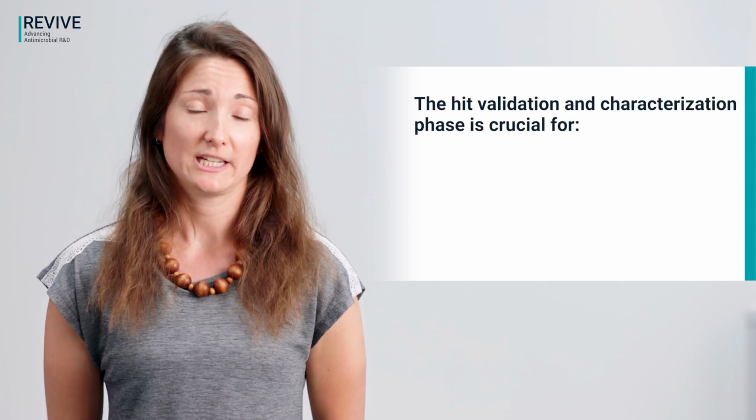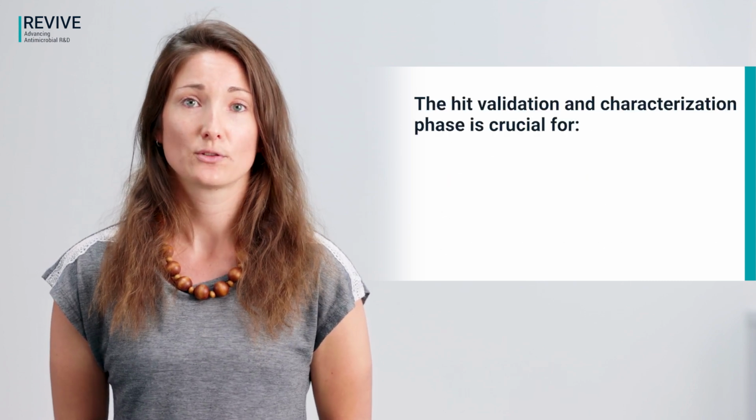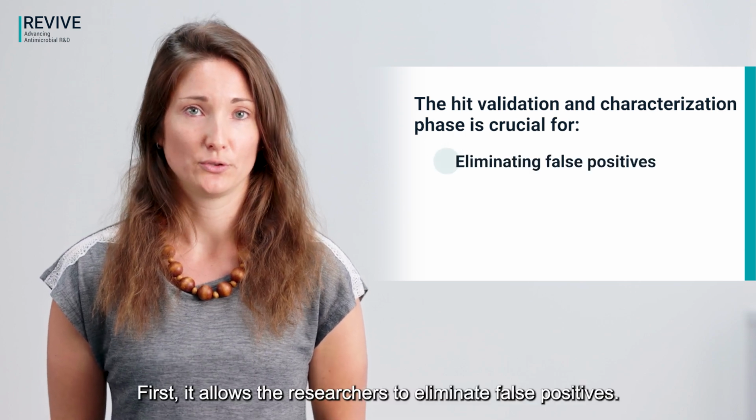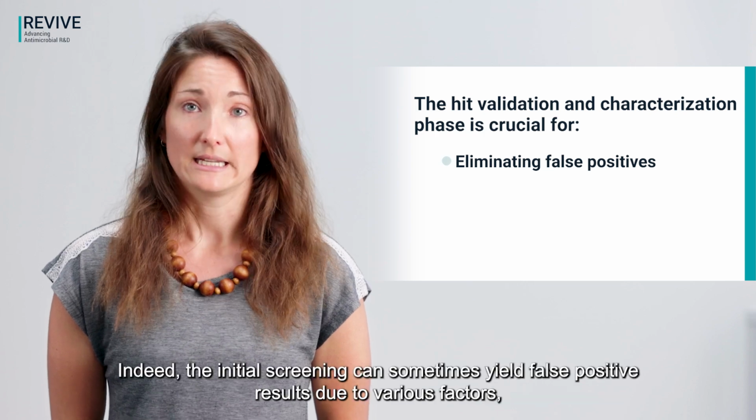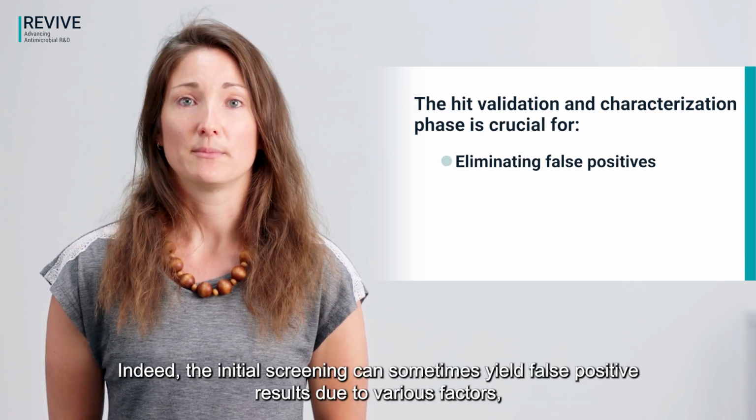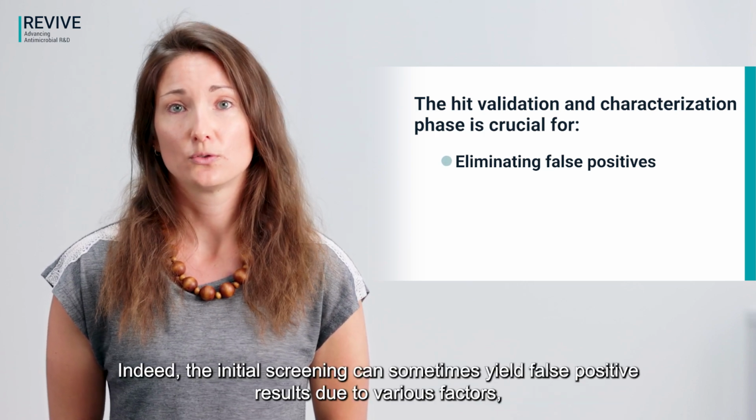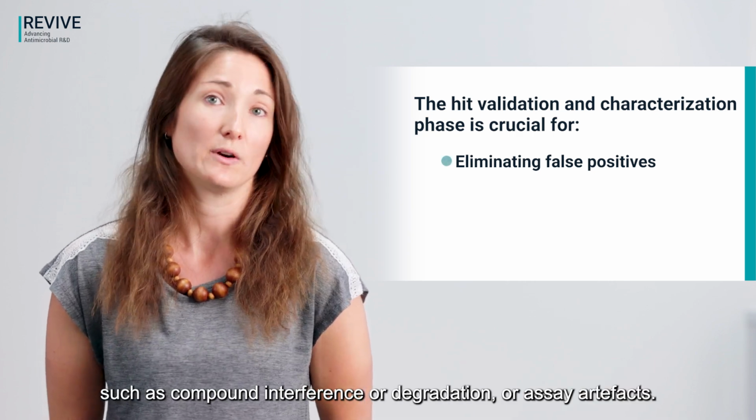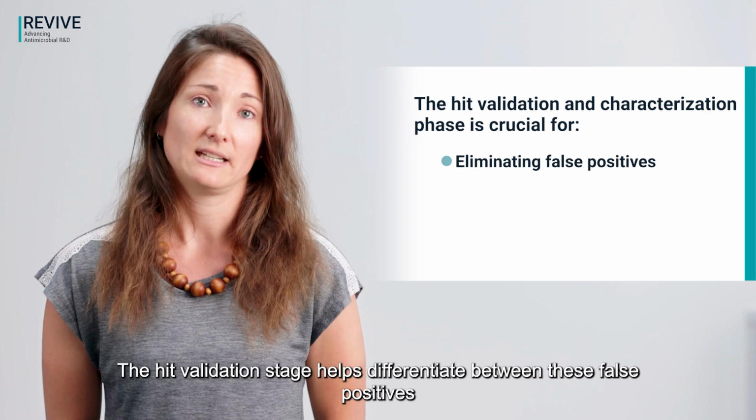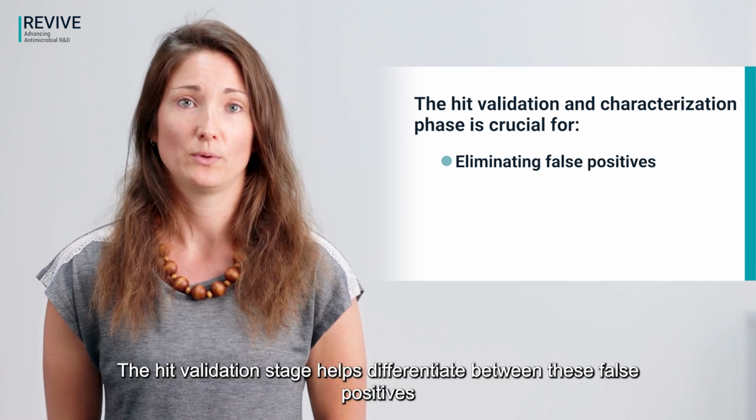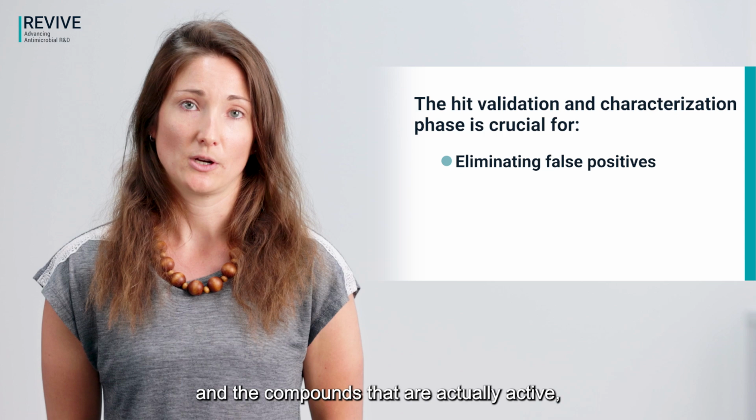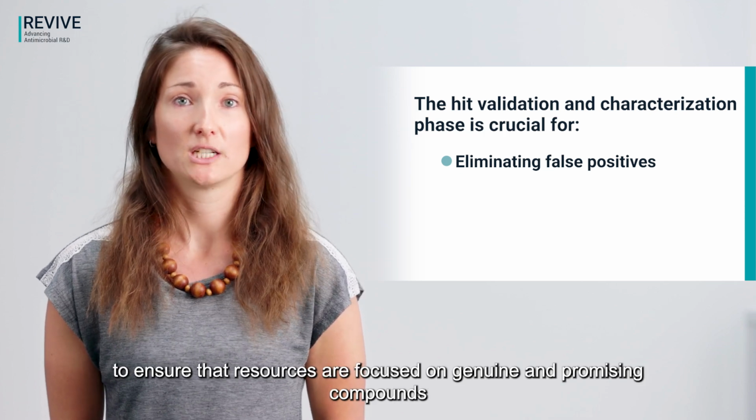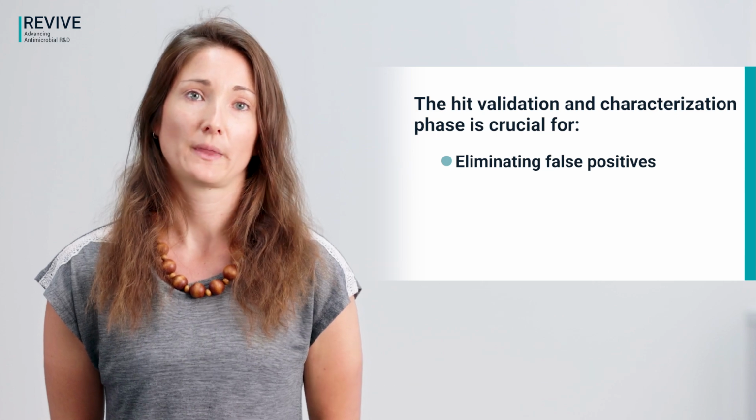Overall, the hit validation and characterization phase is crucial on various levels. First, it allows the researcher to eliminate false positives. Indeed, the initial screening can sometimes yield false positive results due to various factors, such as compound interference or degradation or assay artifacts. The hit validation stage helps differentiate between those false positives and the compounds that are actually active to ensure that resources are focused on genuine and promising compounds.